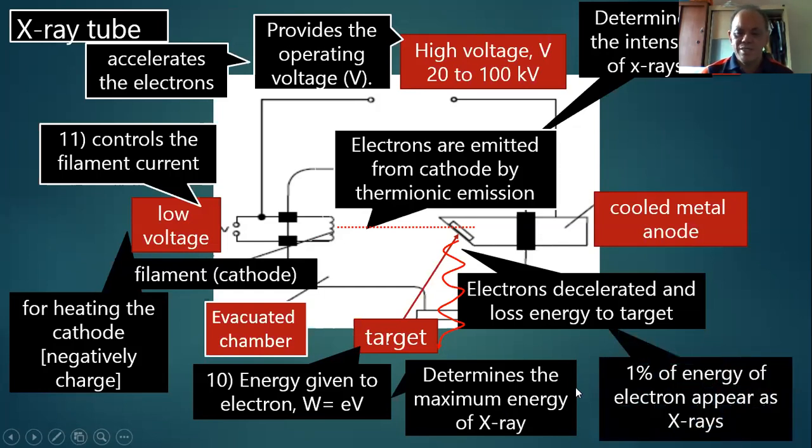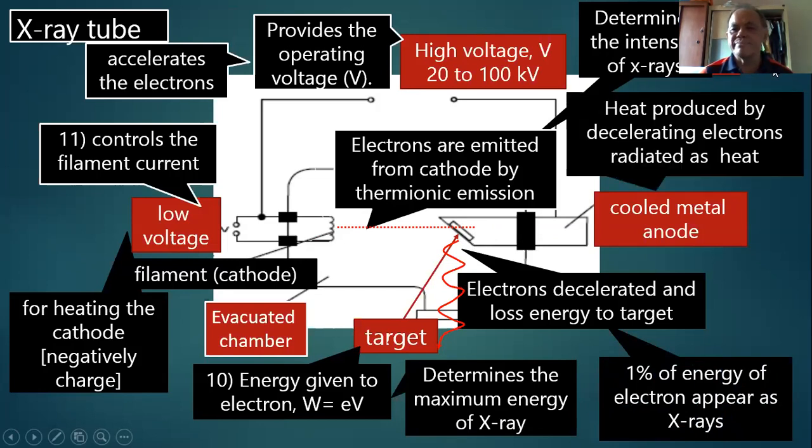And usually 1% of the energy of the electron appear as X-ray. So it means that 99% of the energy is heat at the target. And if you don't get rid of the heat, it's going to melt the target and the anode. So that's the purpose of using a good conductor for the anode to conduct the heat away. And then you must have a proper cooling system to get rid of the heat. Some use cooling fin. We will look into that later on. Heat produced by decelerating electron radiated as heat. Must get rid of the heat.